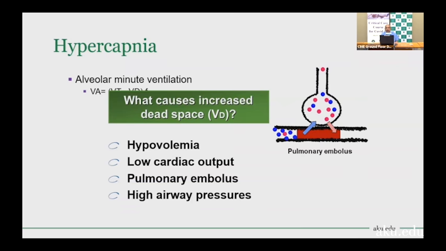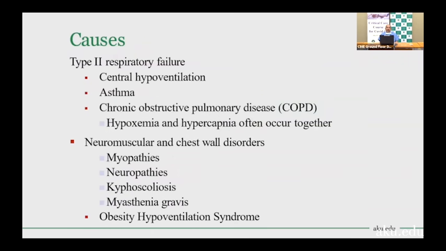So there are two types we talked about. Now, what are the causes of type 2 respiratory failure? Of course, the most common is central hypoventilation, asthma when the patient starts to tire off, and chronic obstructive pulmonary disease. Whenever you deal with these patients in ICU, you may start to see a mixed type of respiratory failure. The other would be neuromuscular disease like myopathies, neuropathies, myasthenia, GBS, neuromuscular disorders. If someone has kyphoscoliosis, they usually have a high PCO2 because of weak muscles. And lastly, obesity hypoventilation syndrome, because they have high PCO2 or increased dead space ventilation.